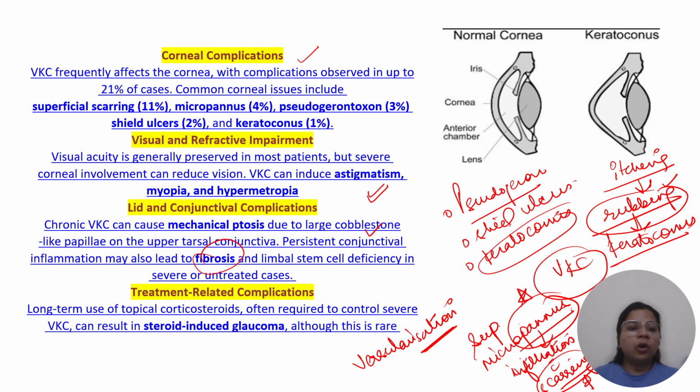Last is the treatment complications, because most of these patients are treated with systemic steroids or oral steroids or in the form of topical steroids. It leads to steroid induced glaucoma.